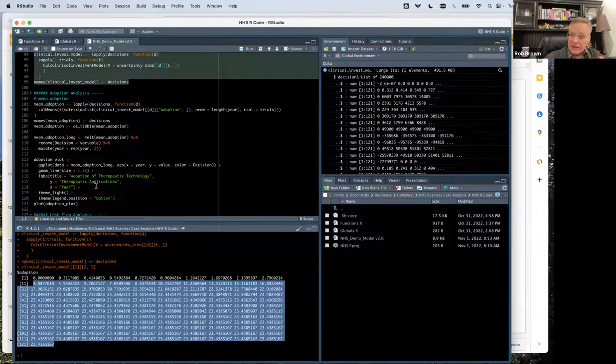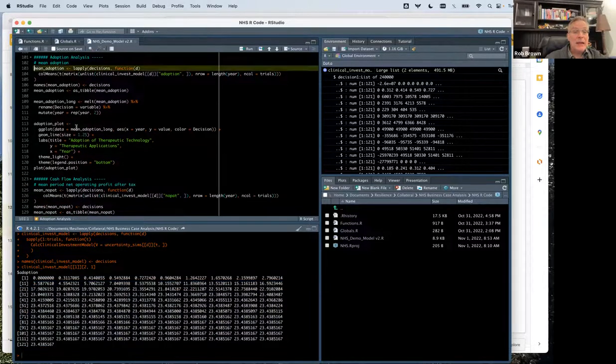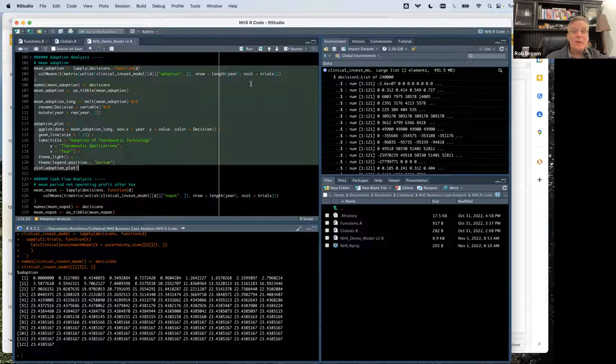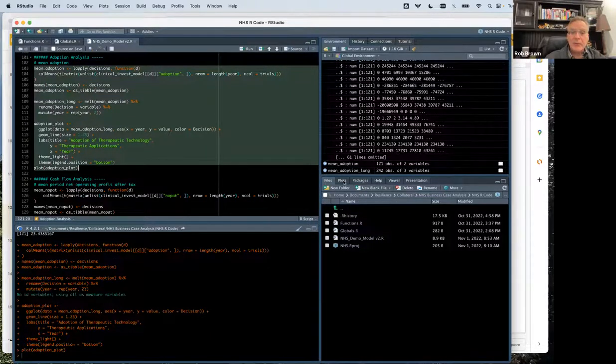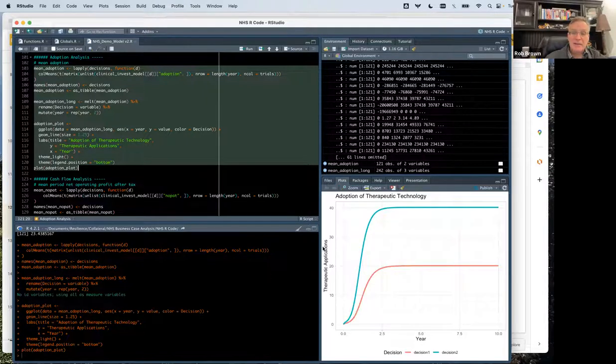All right, now that I've run the simulation, I'm ready to do some deeper analysis into the implications of all of the uncertainties on the decisions that we've made with these two different technologies. So one of the things I might want to look at would be the adoption curve. What does that actually look like in time? That will return a plot that looks like this.